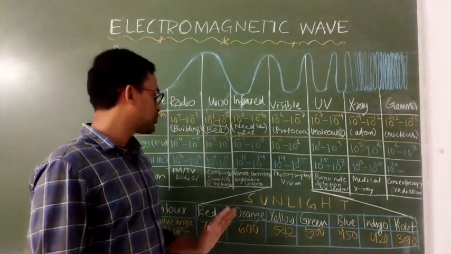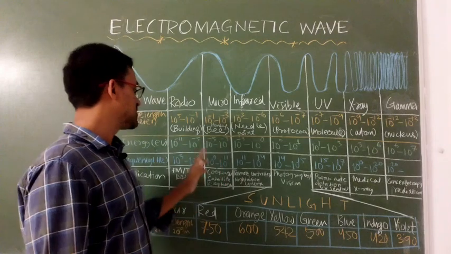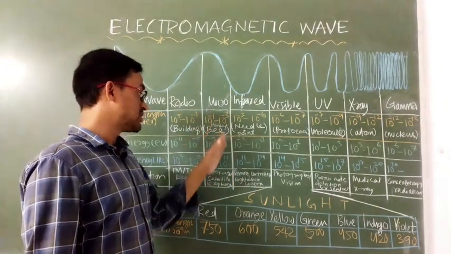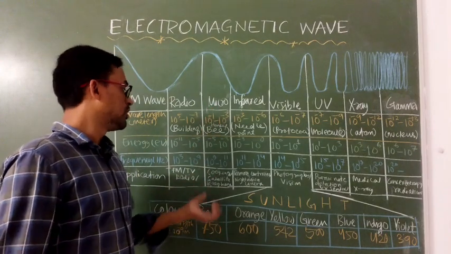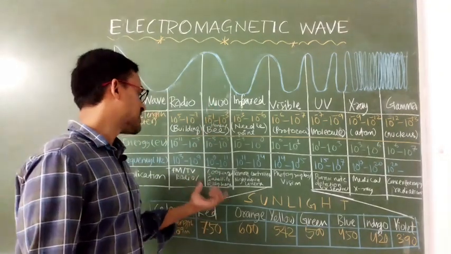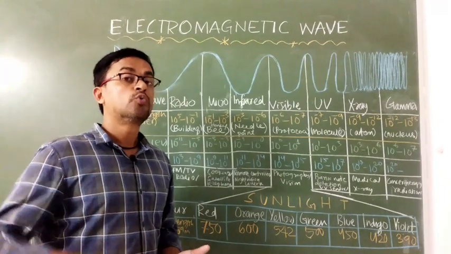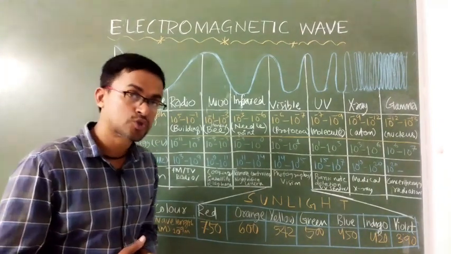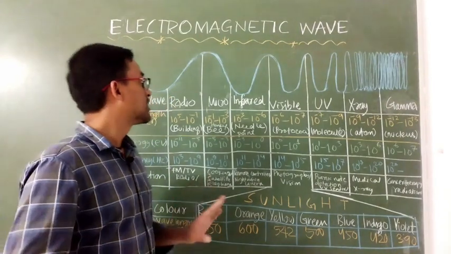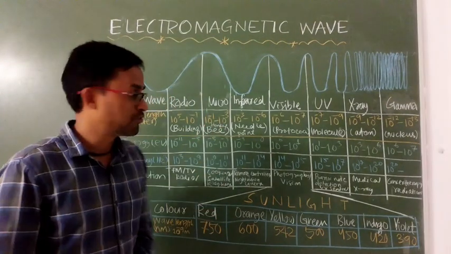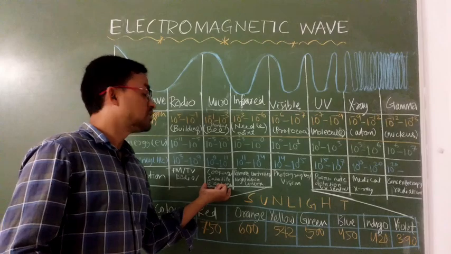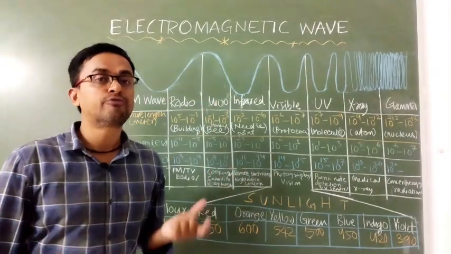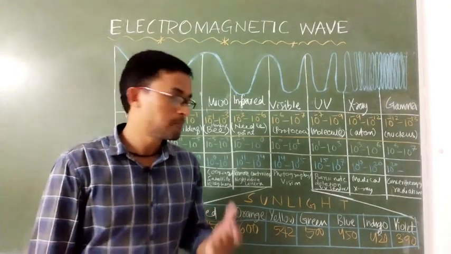Then coming to the microwave, this frequency range is 10 to the 9 to 10 to the 11 hertz. This energy can be used for cooking, for satellite communication, or for the mobile phones we are using. That type of electromagnetic wave comes under the microwave category. Here you can see telephone communications use this microwave range electromagnetic wave.